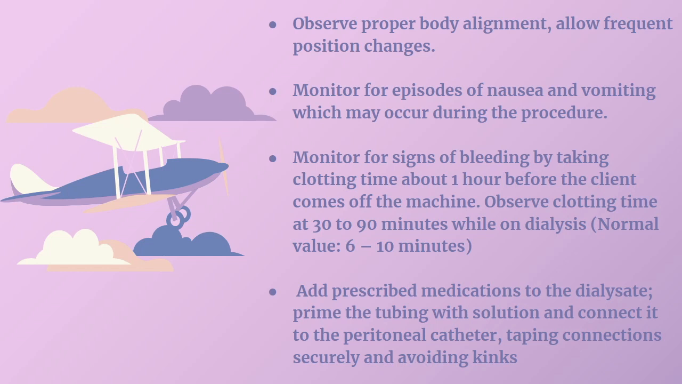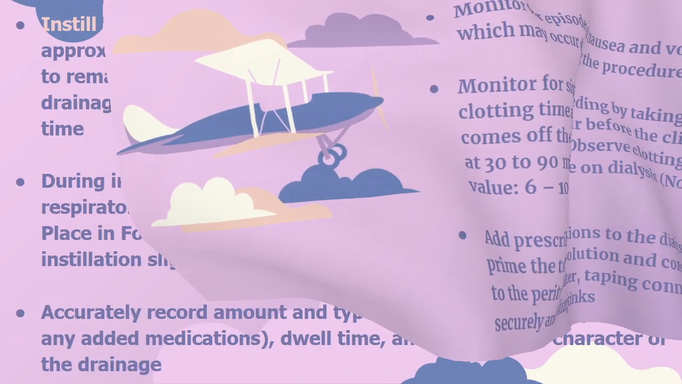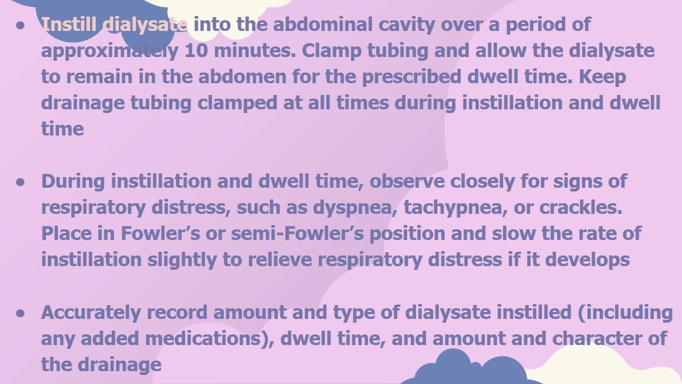Add prescribed medications to the dialysate. Prime the tubing with solution and connect it to the peritoneal catheter, taping connections securely and avoiding kinks. Instill dialysate into the abdominal cavity over a period of approximately 10 minutes. Clamp tubing and allow the dialysate to remain in the abdomen for the prescribed dwell time. Keep drainage tubing clamped at all times during instillation and dwell time.